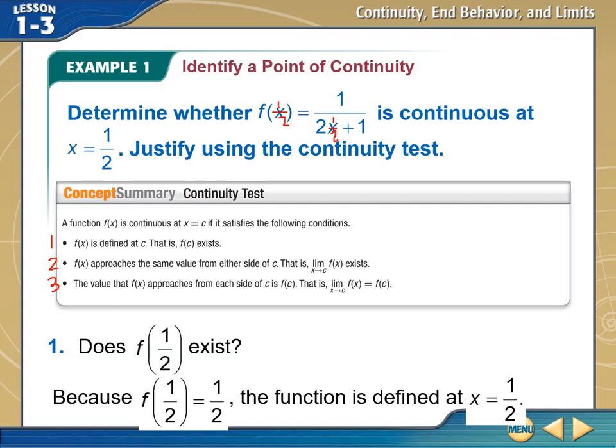How did we find this? We found this by substituting a half in the function. Okay, so the function is defined at x equals a half, and here we pass the first continuity test. We're going to the limit part.